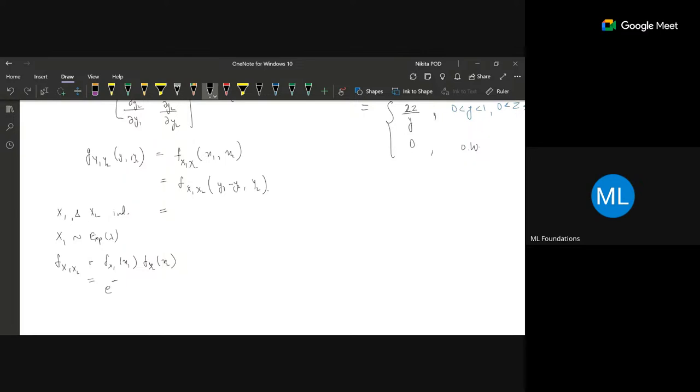So what is f of x1? This is just lambda e to the power minus lambda x1, times lambda e to the power minus lambda x2, right? This is just lambda square e to the power minus lambda (x1 plus x2). So this was my x1, this was my x2. And x1 plus x2 is just y1, right? So we got lambda square e to the power minus lambda y1.